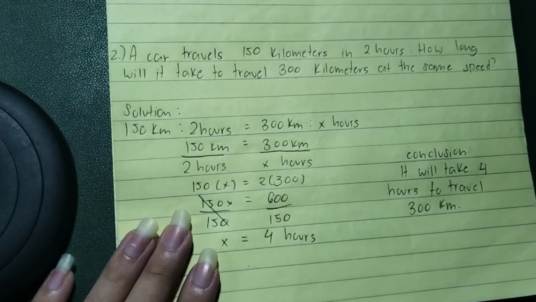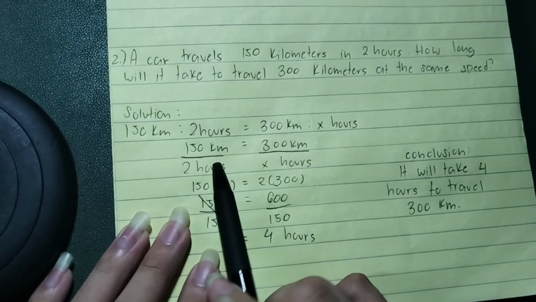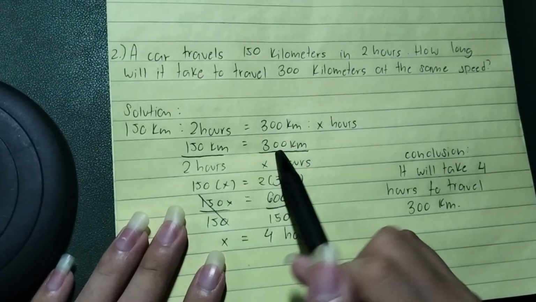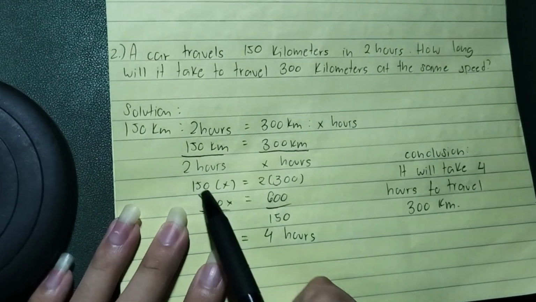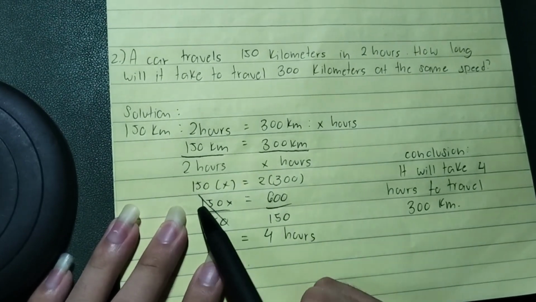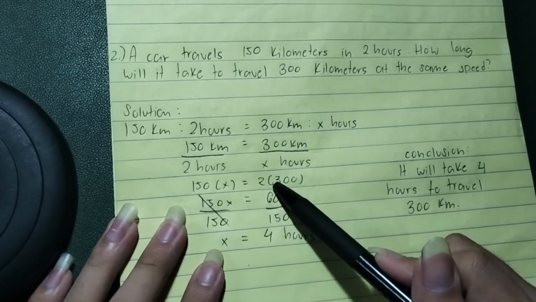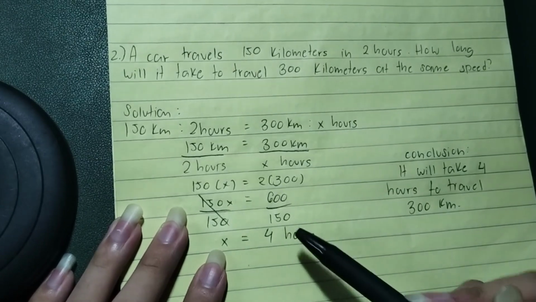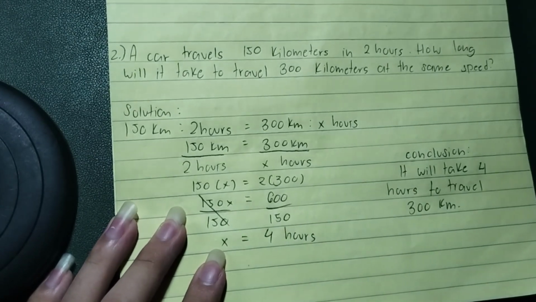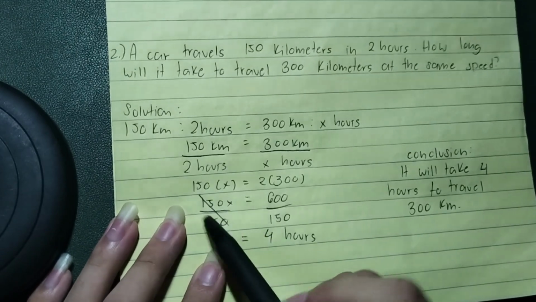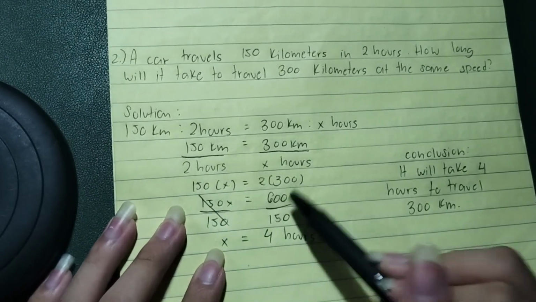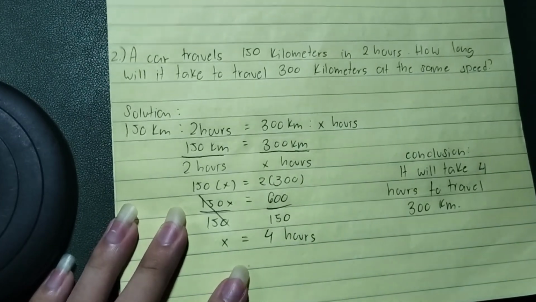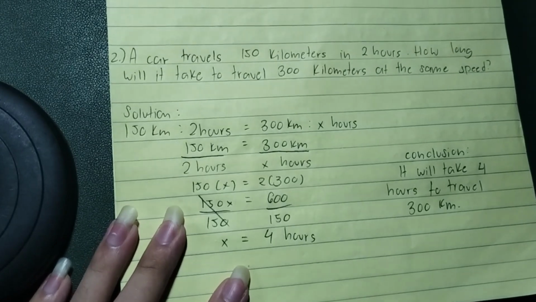And then we just cross multiply it. 150 kilometers times x hours, and then 2 hours times 300 kilometers. So that would give us 150x, and then 2 times 300, which came from 2 hours times 300, that would give us 600. And then to isolate x, we divide both sides by 150. 150 would be cancelled, and that would leave us with 600 divided by 150 equals 4 hours. In conclusion, it will take 4 hours to travel 300 kilometers.